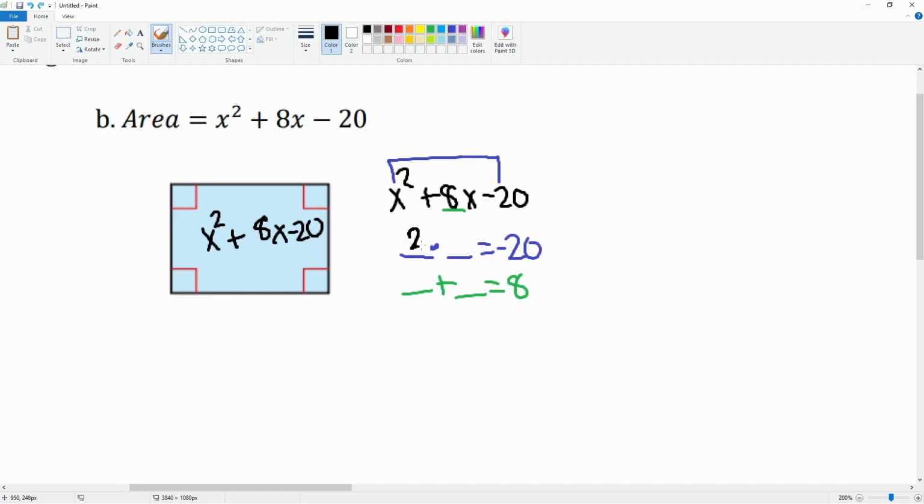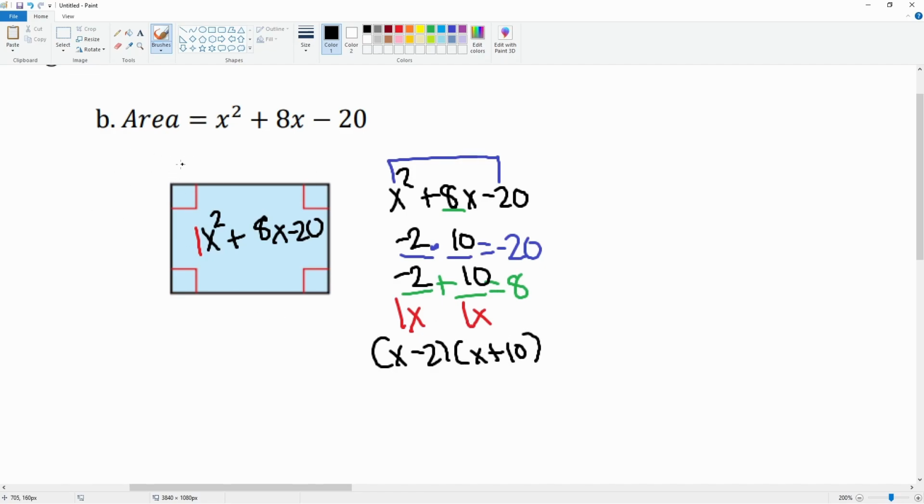Let's say 2 and 10. And the negative is on the 2. 2 times 10 is negative 20. Negative 2 plus 10 is 8. Perfect. Then I would divide by that 1x, 1x here. Notice that in factored form, it becomes x minus 2 and x plus 10.